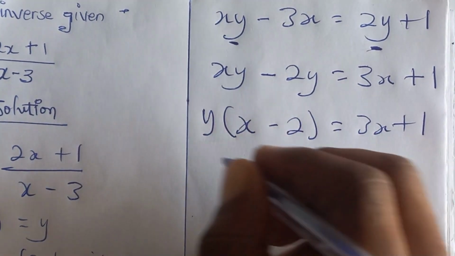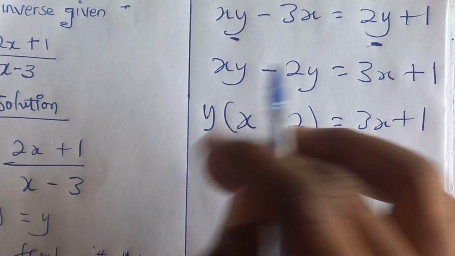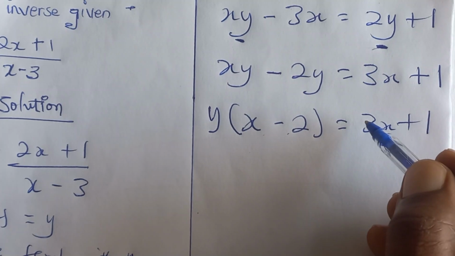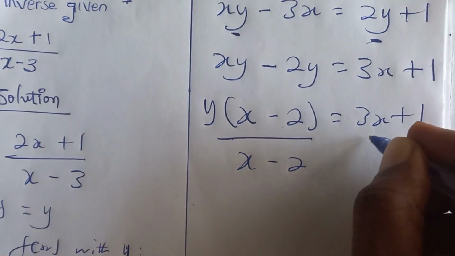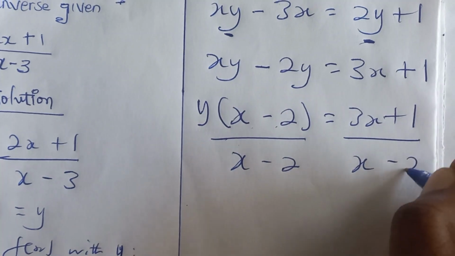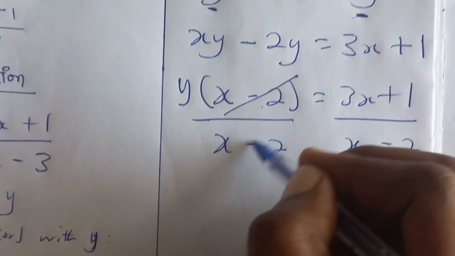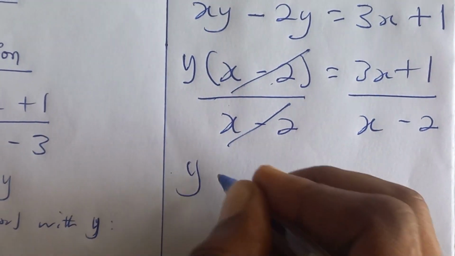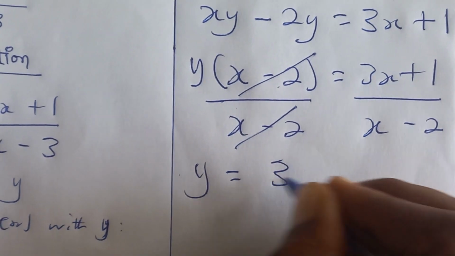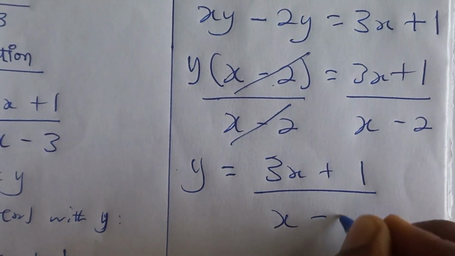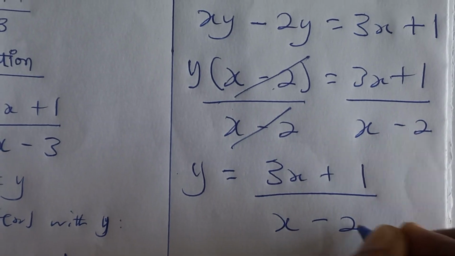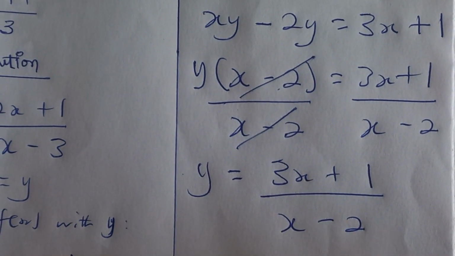In this case, we want to make y the subject, so we have to divide both sides by x minus 2. So divide by x minus 2, x minus 2. So this one will cancel out this, leaving y is equal to 3x plus 1 on x minus 2. Like this.